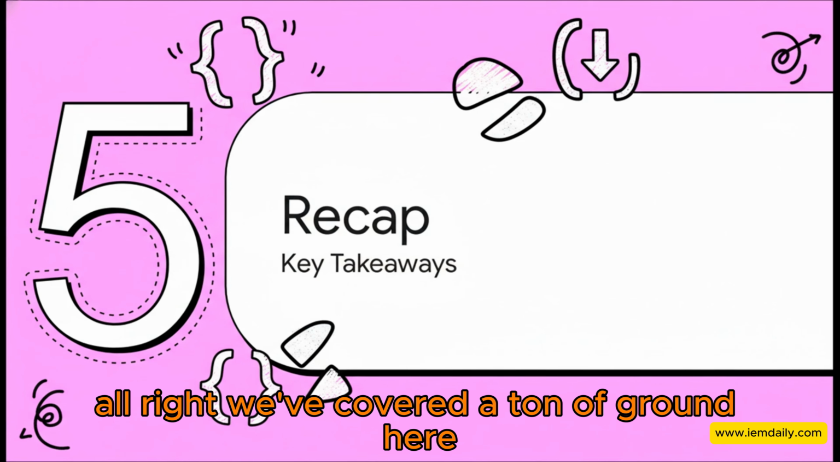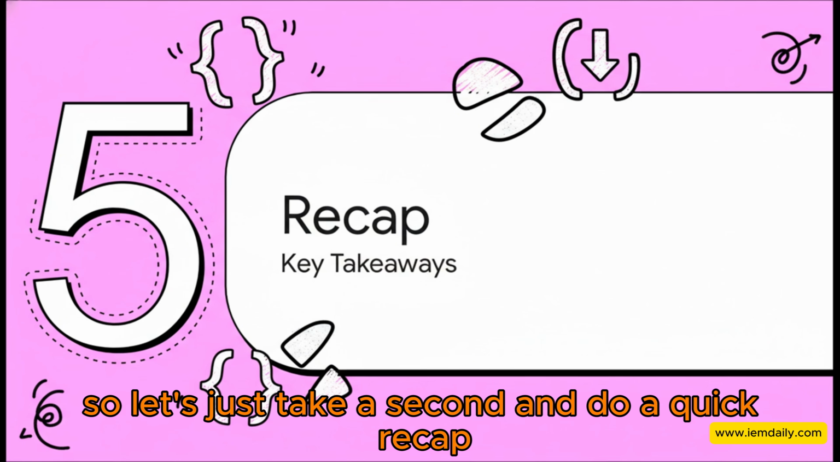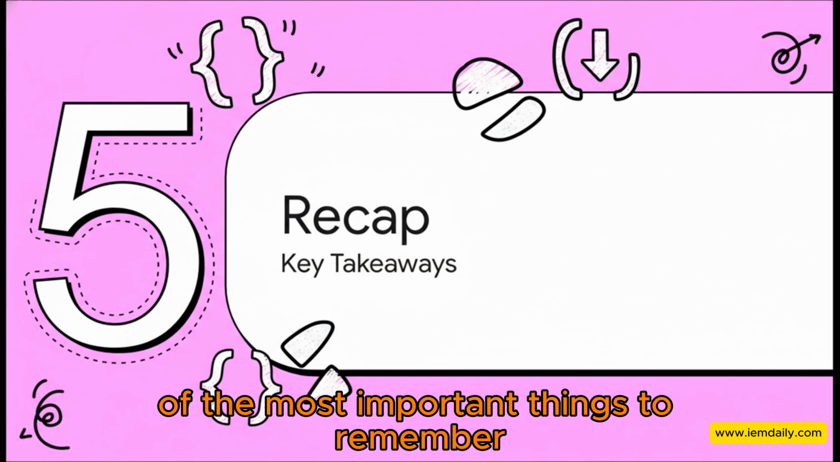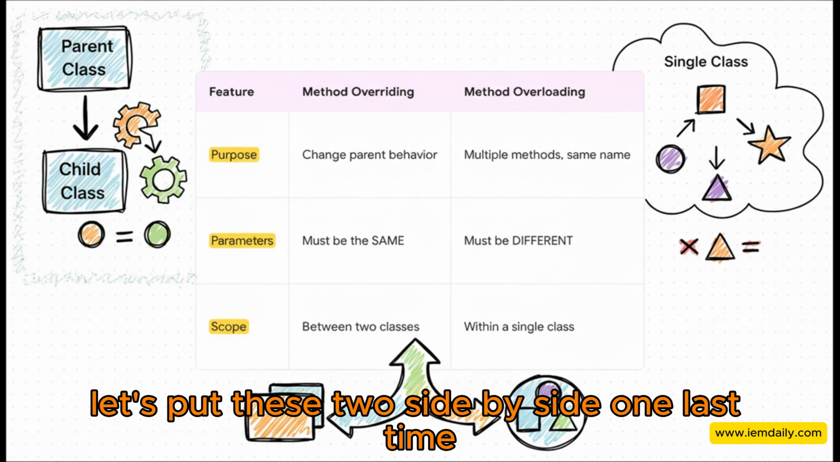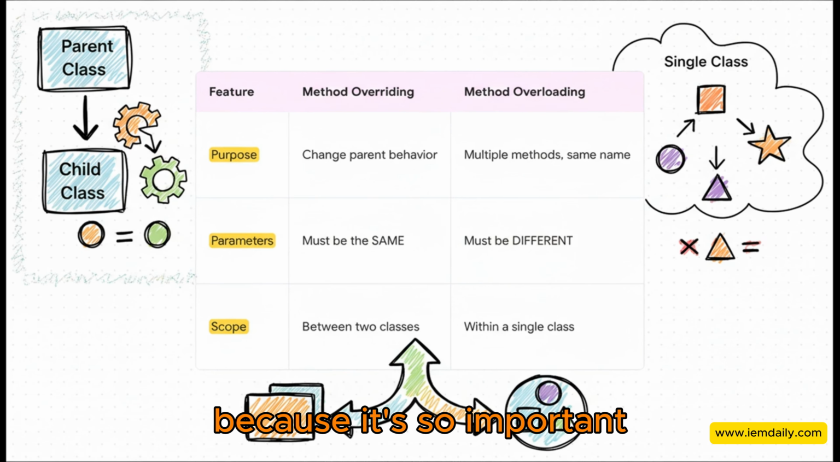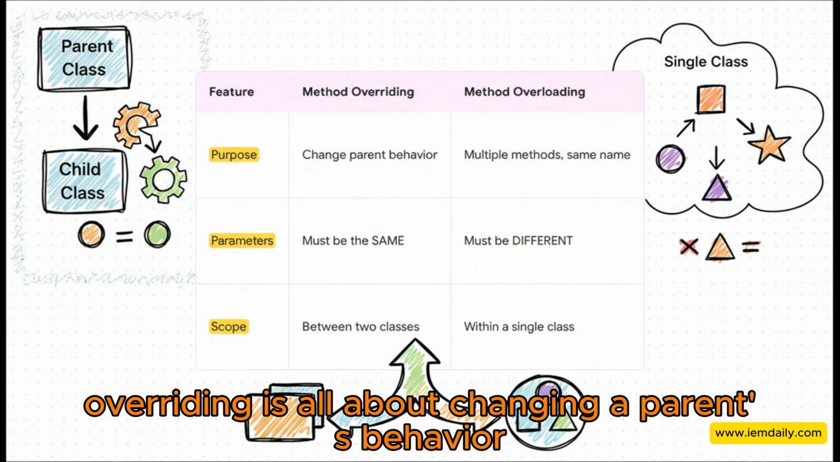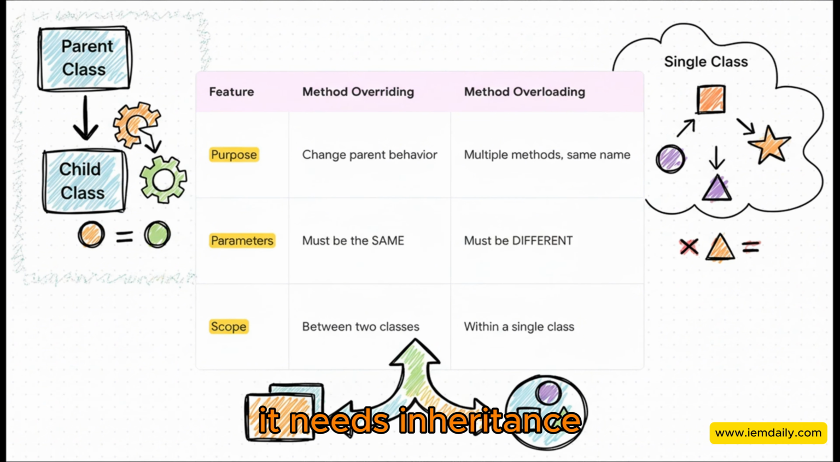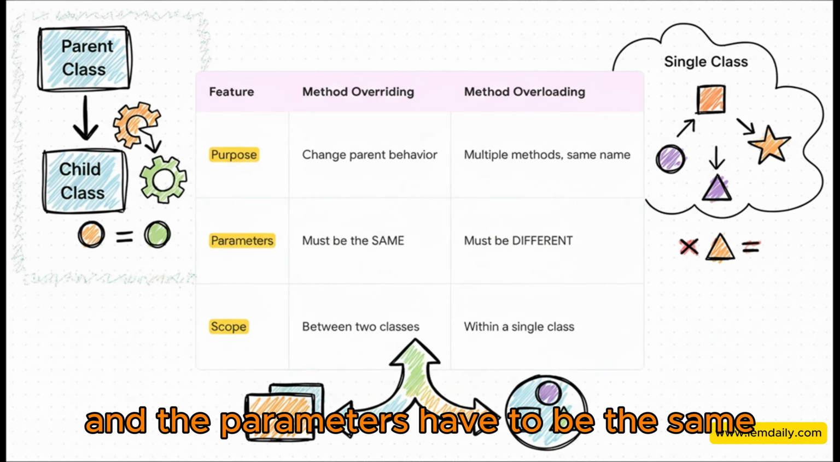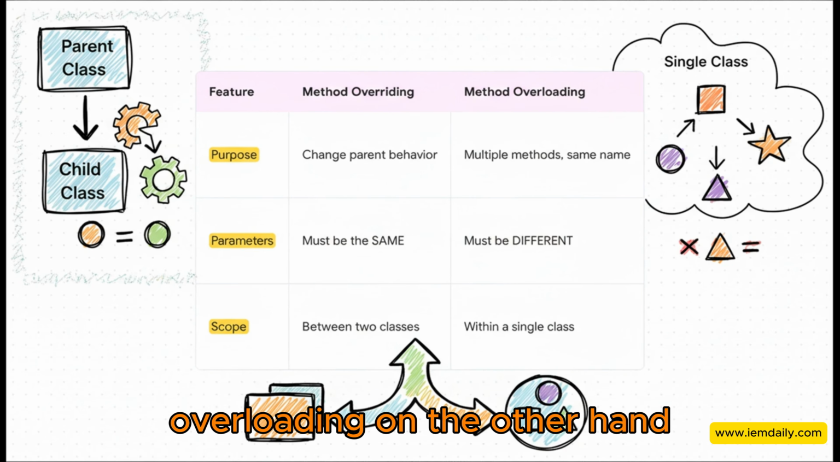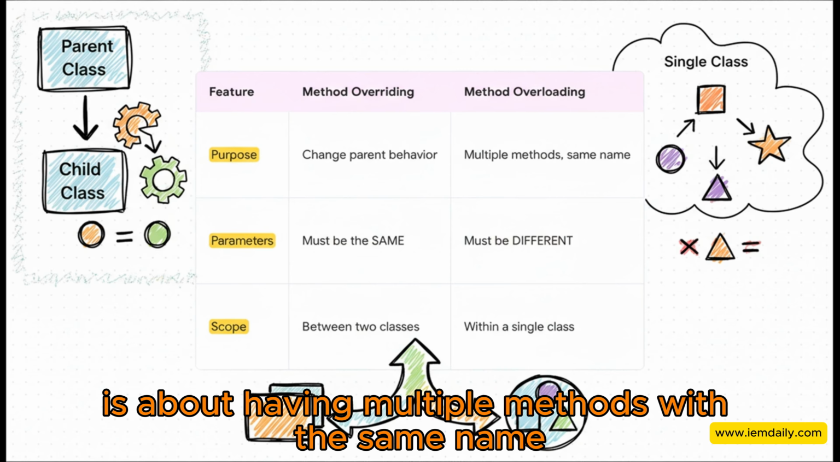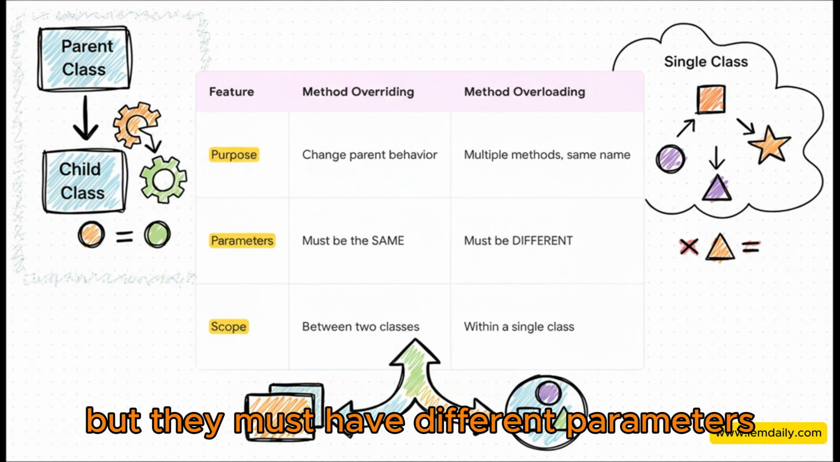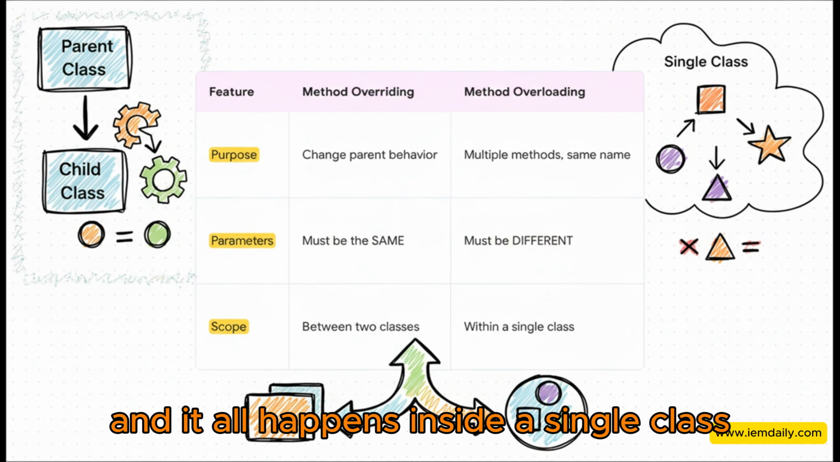All right, we've covered a ton of ground here, so let's just take a second and do a quick recap of the most important things to remember. Let's put these two side by side one last time, because it's so important. Overriding is all about changing a parent's behavior. It needs inheritance, and the parameters have to be the same. Overloading, on the other hand, is about having multiple methods with the same name, but they must have different parameters, and it all happens inside a single class.